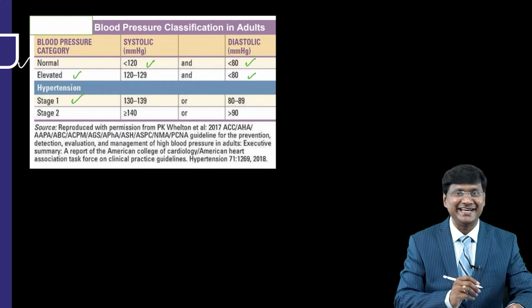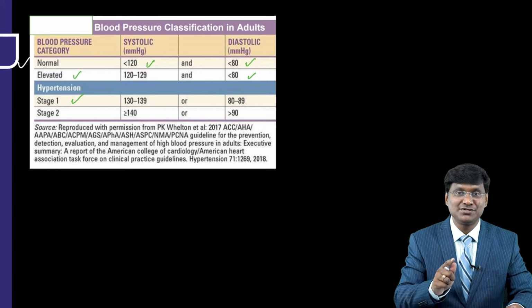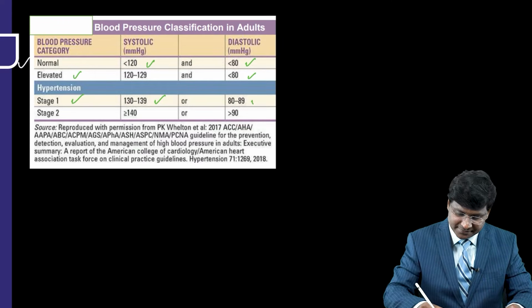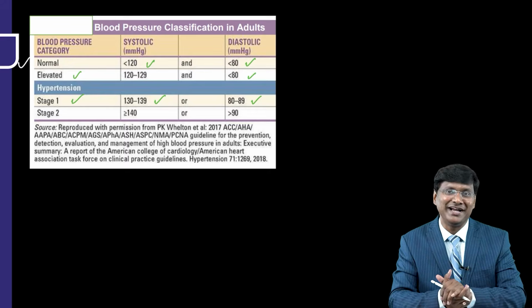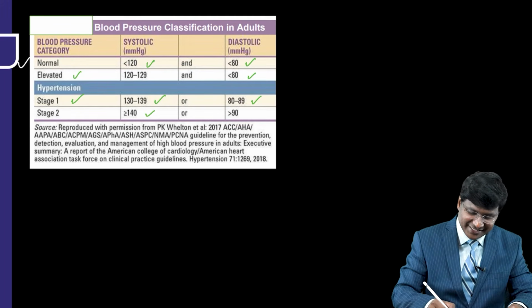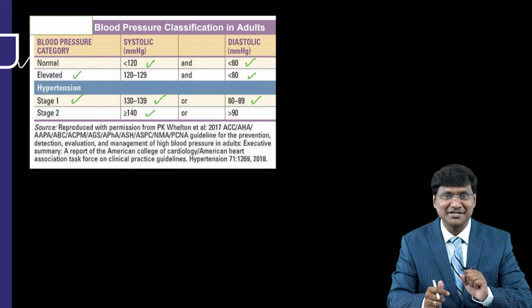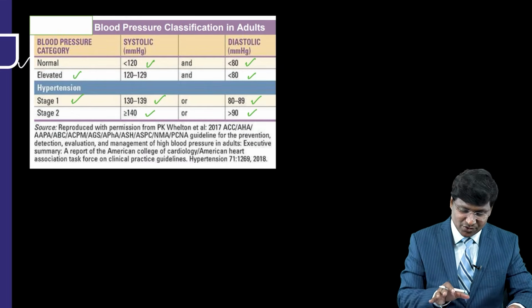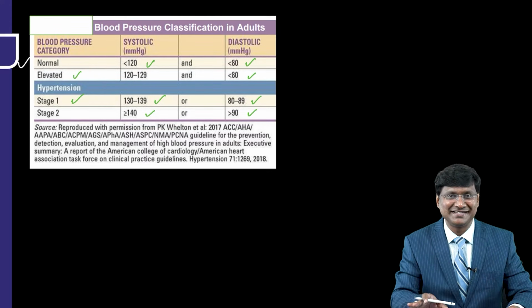Then you take stage 1 hypertension. Stage 1 hypertension is when the blood pressure of the individual is more than or equal to 130 up to 139, and diastolic blood pressure 80 to 89. When do you call stage 2 hypertension? Stage 2 hypertension is when the systolic blood pressure is more than or equal to 140 millimeters of mercury and diastolic blood pressure more than 90 millimeters of mercury. So this is the classification of hypertension in adults, right?